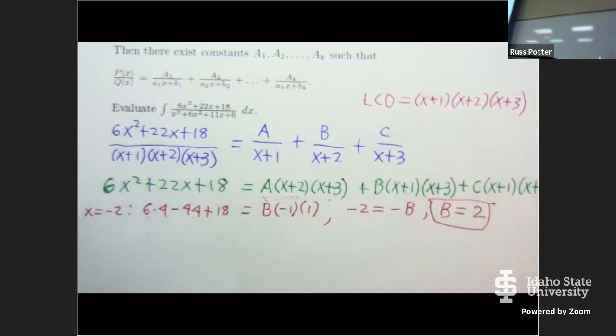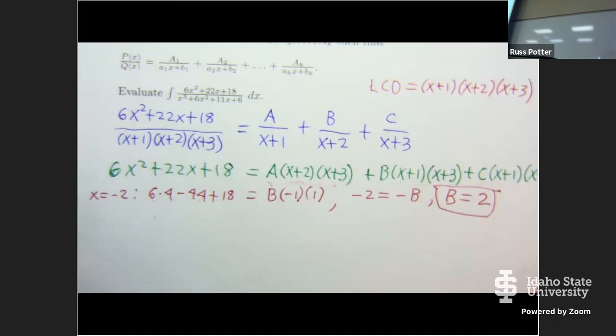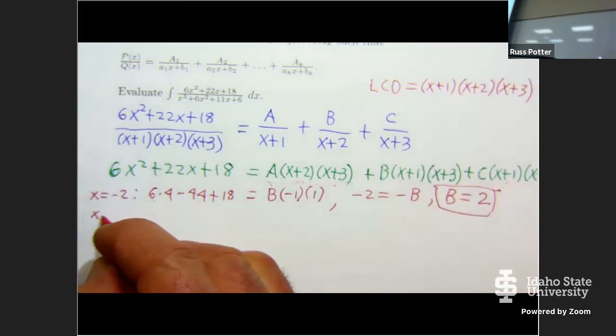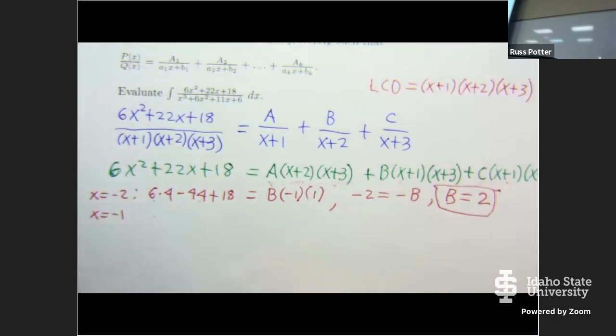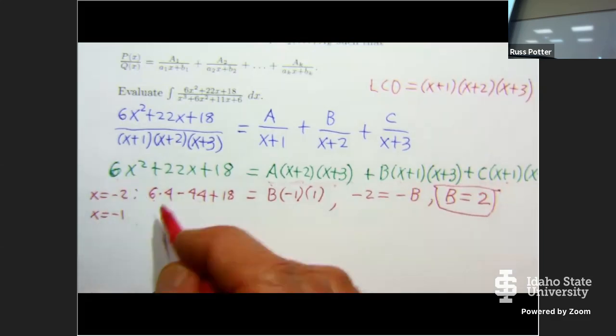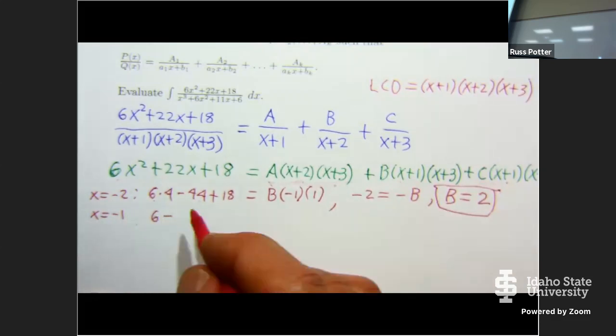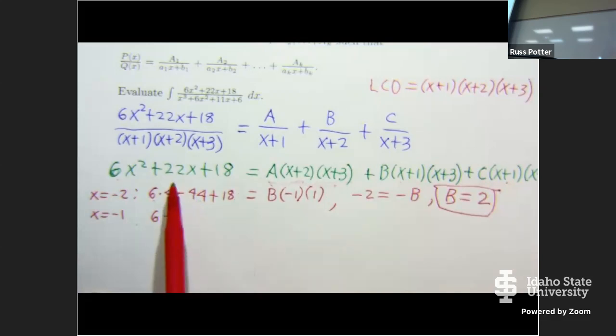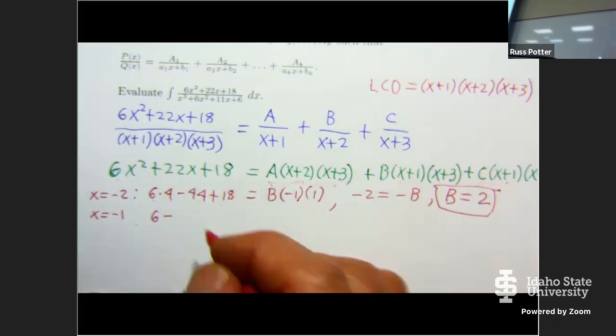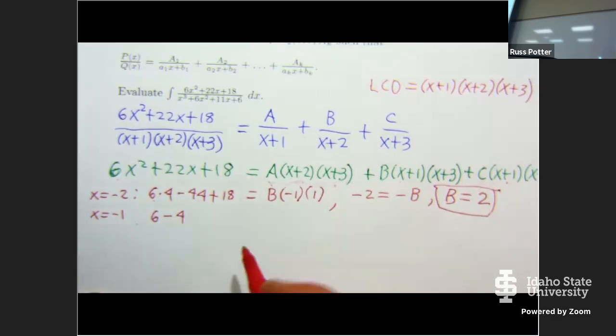Okay, let's go through the same process. This time, let's pick x to be -1. Then replace every x on both sides of the equation by -1. So 6 times -1 squared is 6. And then minus 22 plus 18. I'll just simplify a little bit. Minus 22 plus 18 is minus 4, so 6 minus 4. So the left-hand side is 2.